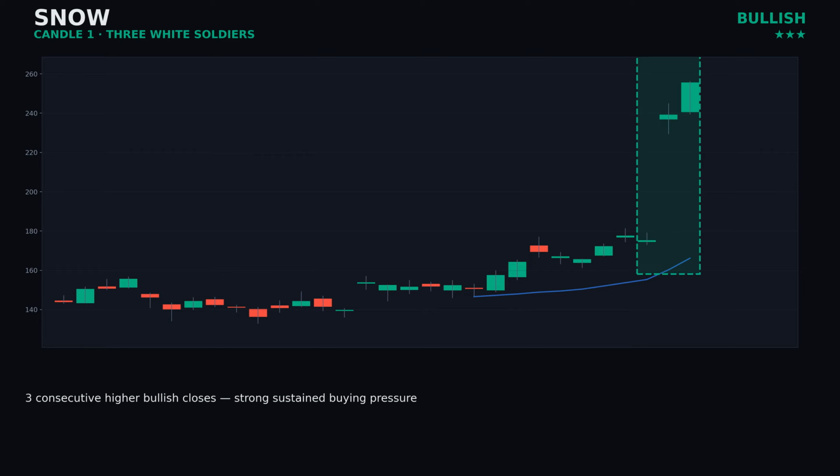Candle signal number 1. 3 white soldiers just formed on the last 3 candles. See the dashed box on the chart? That's where it printed. It's a bullish read with 3 out of 3 strength. 3 consecutive higher bullish closes. Strong, sustained buying pressure. What you want to see next is follow-through on the very next bar. That's the confirmation that turns a signal into a trade.